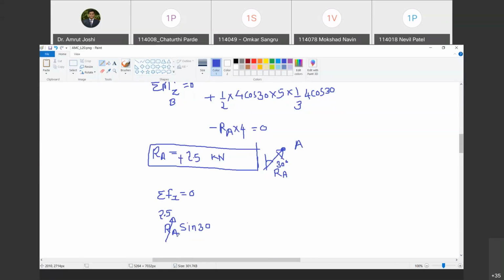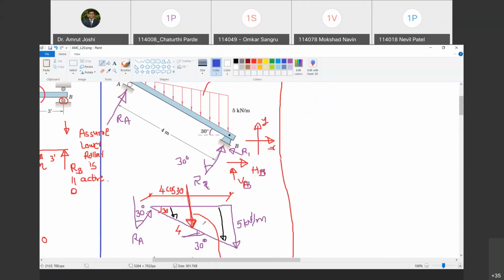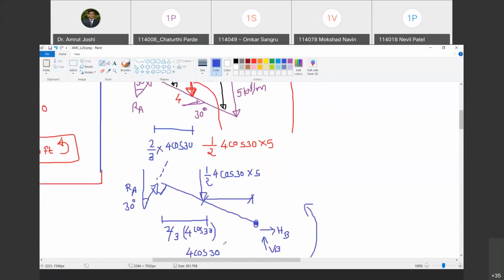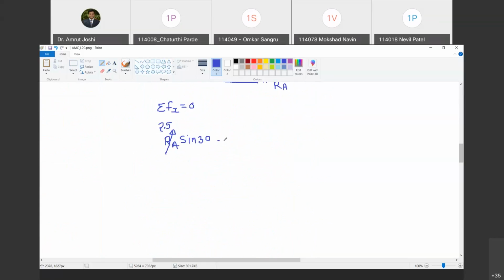So RA is 2.5 sin 30. Is there any other component? No, all these forces are vertical, so they have no horizontal component. Only VB doesn't have a horizontal component. So plus HB. Why? Because I assumed HB towards right. Do you agree with me? Yes, sir. And this must be equal to 0. Do you agree with me? Yes, sir. This implies HB is equal to what? Minus 2.5 sin 30. Tell me how much is that? 2.5 divided by 2.